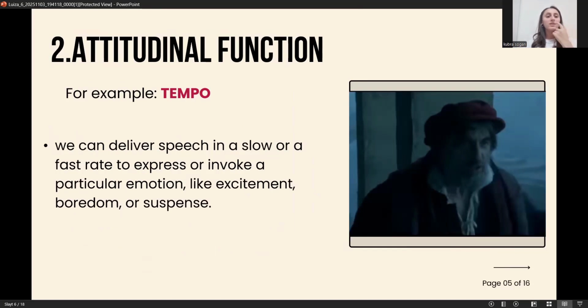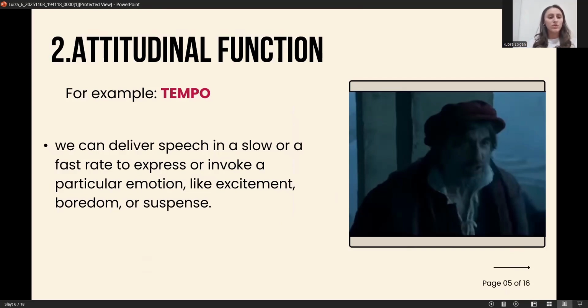And the second one is attitudinal function. In attitudinal function, suprasegmental features show the speaker's attitude through the sentence that they utter. For example, we can deliver speech at a slow or a fast rate to express or invoke a particular emotion, like excitement, boredom, or suspense. This suprasegmental feature is called tempo.